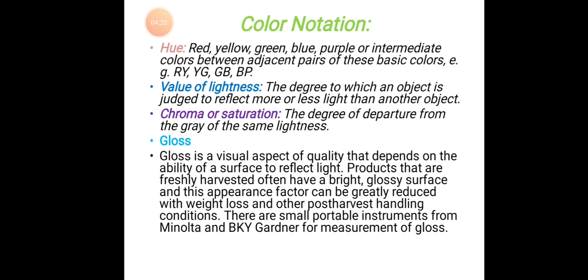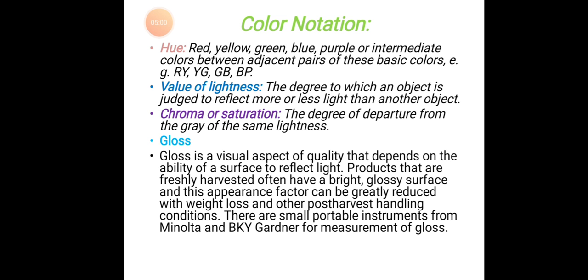Color notation: hue. Red, yellow, green, blue, purple are the basic colors, with intermediate colors between adjacent pairs. Example: red-yellow, yellow-green, green-blue, blue-purple. Value or lightness: the degree to which an object is judged to reflect more or less light than another object. Chroma or saturation: the degree of departure from the gray of the same lightness.